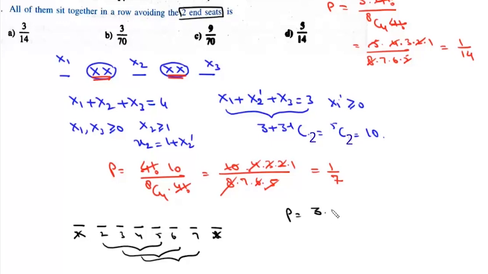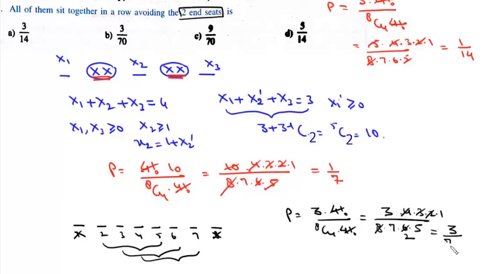and then in the 4 consecutive seats, we can arrange them in factorial 4 ways, divided by 8C4 into factorial 4. Now this factorial 4 will cancel. Now this is 3. Now this is 8, 7, 6, 5, 4, 3, 2, 1. Now this is 8. Now this is 2. So it will be 3 by 70, and that's your option B.